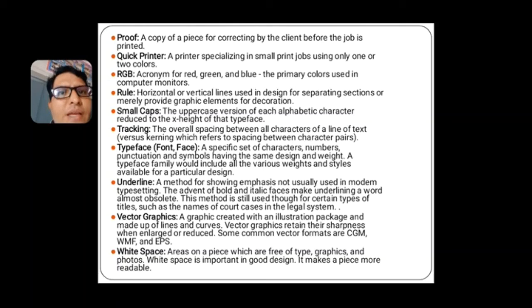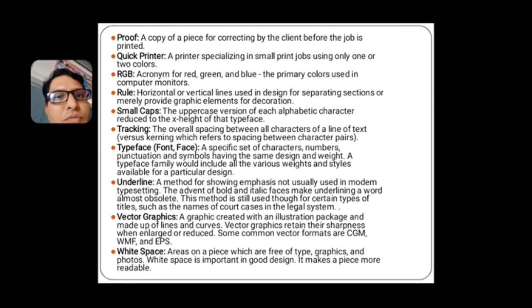Next one is tracking, the overall spacing between all characters of a line of text. Here, tracking means the overall spacing between all characters of a line of text. So we are identifying the space between all the characters of a line of text as tracking, versus kerning, which refers to the spaces between character pairs. Kerning, as we know, is reducing the character space, while tracking is the space between all the characters within a line of text.